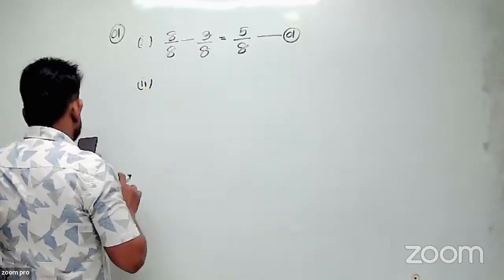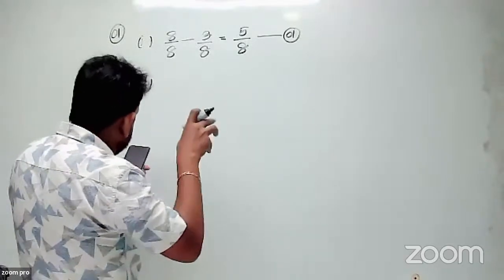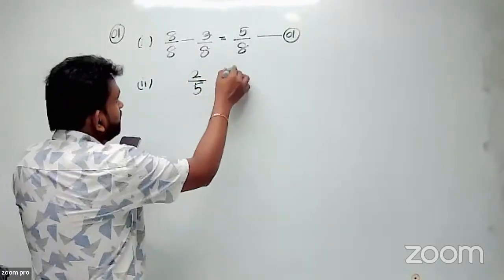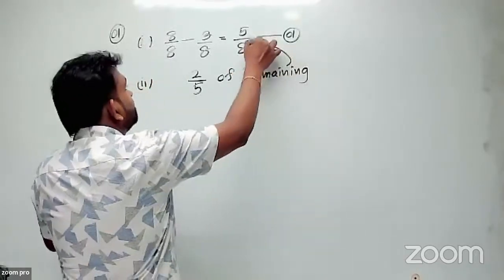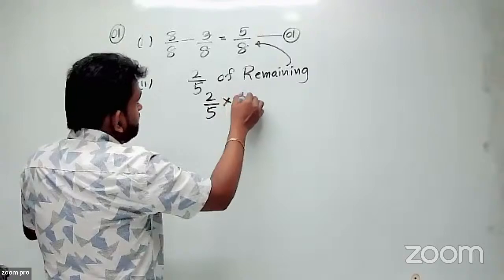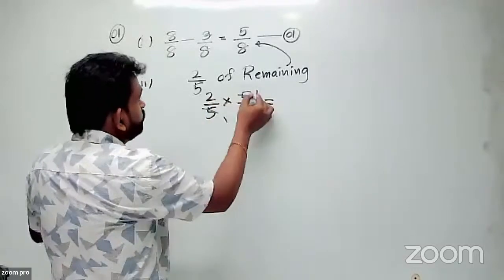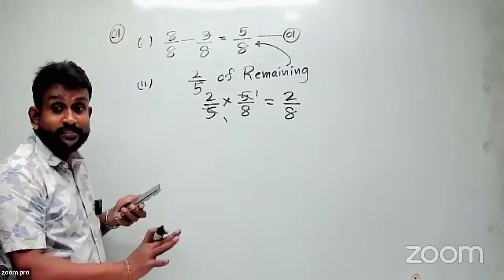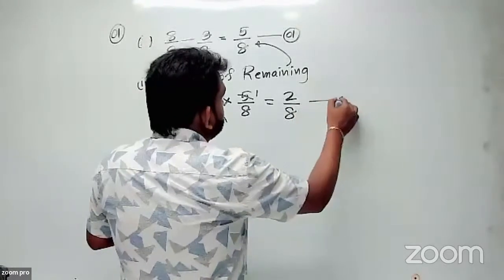Part 2. Of the total amount, what fraction is allocated for the decoration? From the remaining, 2/5 for the decoration, right? 2/5 of the remaining. What was the remaining? The remaining is calculated here. That is the remaining part. So 2/5 of, meaning multiplication, the remaining, which is 5 upon 8. Then 5 cancelled. Then 2 into 1, 2 upon 8. You can further simplify, but better write in this form, because the addition is easy, right? So you have 2 marks.